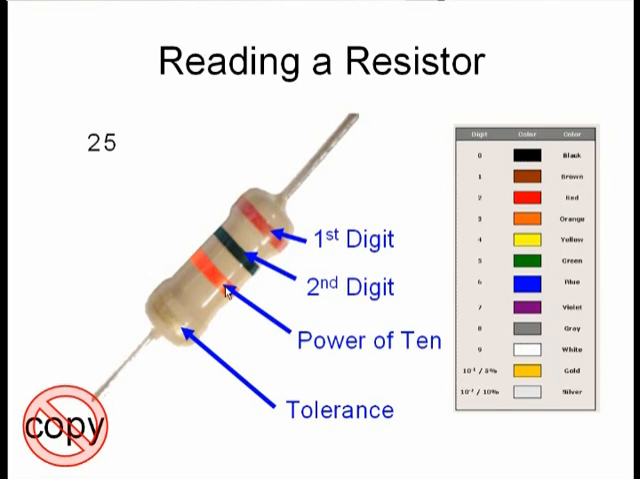And then the third stripe tells the power of 10, which would be 3 here. So 25 times 10 to the third power is 2,500 ohms, the value of this resistor. And then the last color down on the bottom, it's either silver or gold, and it just tells how good the measurement is. Are you within 5% or within 10% of this measurement?